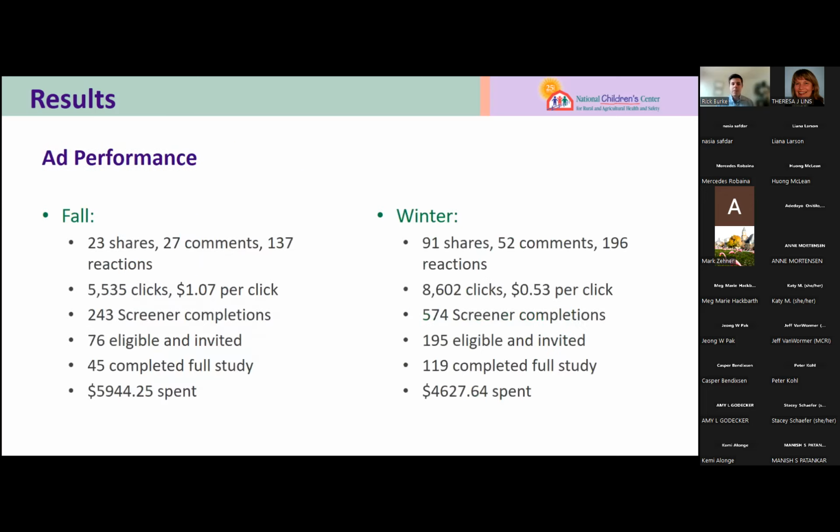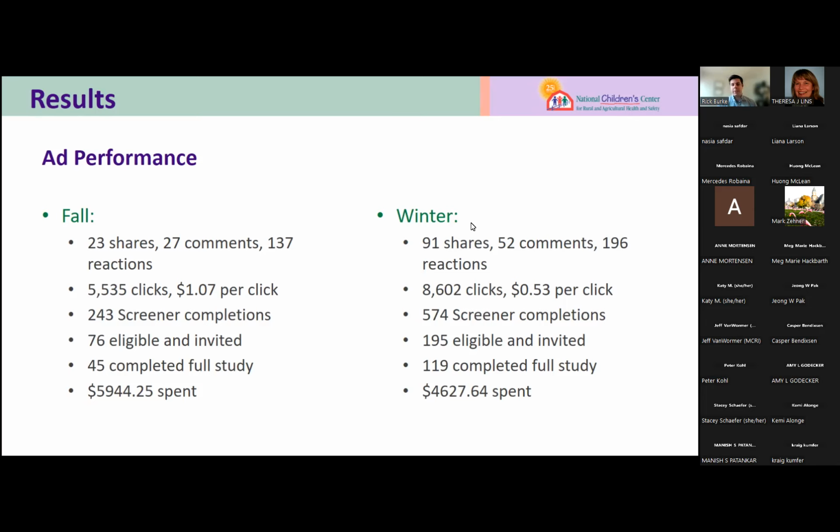And so here's a bit more of a breakdown on the performance based on the fall and winter campaign. In general, the fall campaign performed worse than the winter campaign. There are probably a lot of reasons for this, but we only had gotten about 76 eligible and invited participants during the fall when we decided to then continue in the winter for an additional ad campaign in order to reach our goal. And so we were just under our $6,000 budget for the fall. And then our 3-week ad campaign in the winter matched that about $1,500 per week goal for our budget.